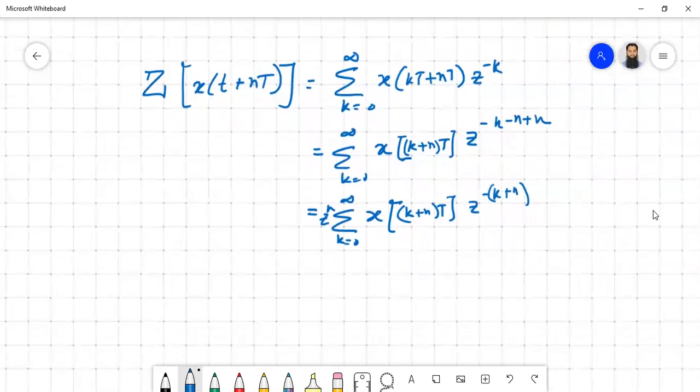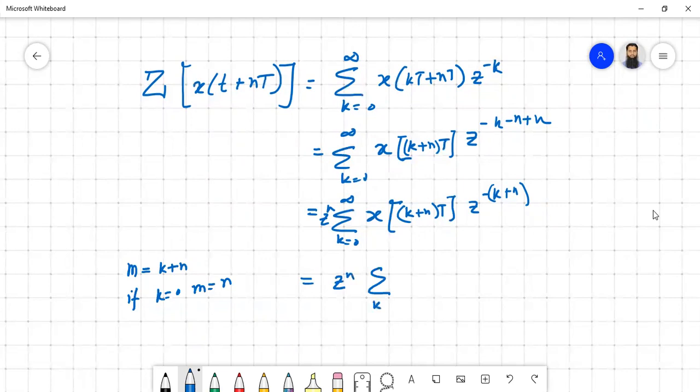Okay, again, same idea. What we can say is that m equal to k+n, and now if k equal to 0, then m equal to n. So we are starting from n. So if we place those values, z to the power n, summation of m equal to n to infinity, then you have x(mT) z to the power minus m.